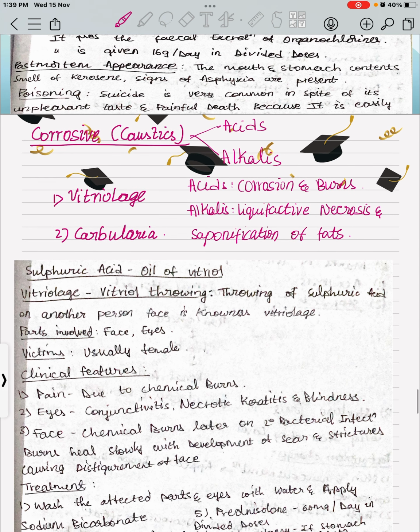Corrosive poison. Corrosives are also known as caustics. They are of two types, acids and alkalis. If you don't know anything, we can just write: if the poisoning is because of corrosive acids, it causes corrosion and burns, and if it is because of alkalis, liquefactive necrosis and saponification of fats are seen in alkali poisoning.